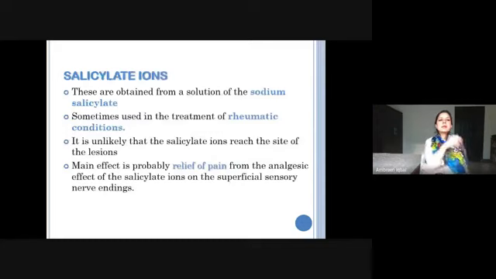The next is salicylate ions. They are obtained from the solution of salicylates, sometimes used in rheumatic conditions. Rheumatic conditions are inflammatory conditions that, due to autoimmune issues, affect the joints and other tissues of the body. So it is likely that the salicylate ions reach the site of the lesions. The main effect is probably relief of pain from an analgesic effect. The salicylate ions on the superficial sensory nerve endings cause a counter irritating effect.